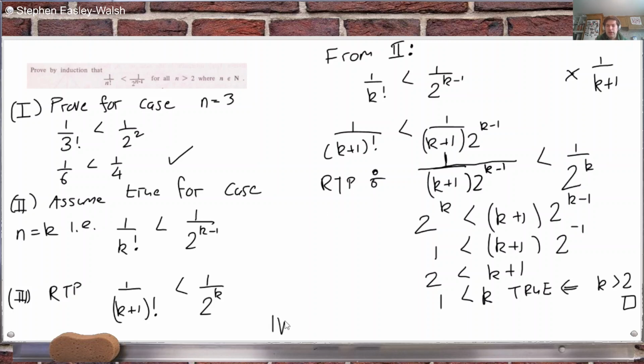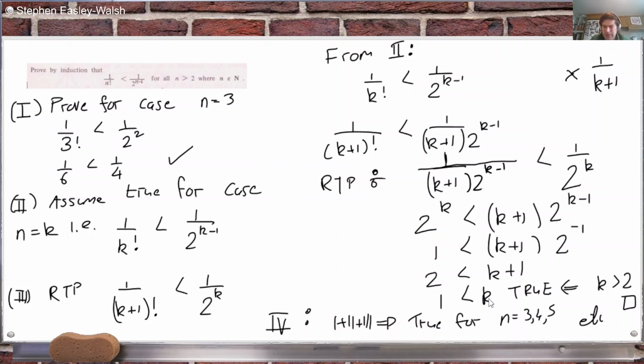So the final step then is our logic step where we say 1 plus 2 plus 3 altogether means it's true for n equals 3, 4, 5, etc.